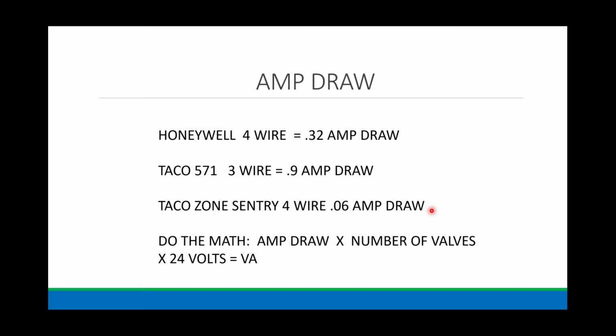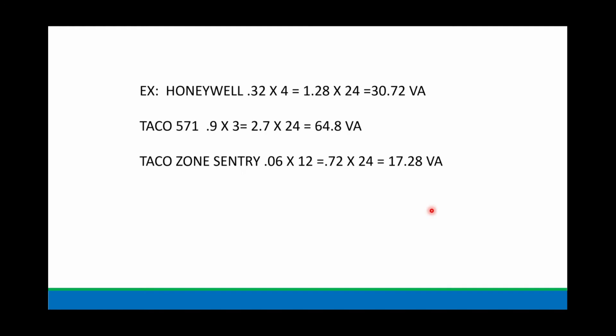One of the neat things about our industry is we do have formulas so you can figure things out like this, and this is a very simple formula. The amount of amp draw times the number of valves times 24 volts equals your volt amps. So let's put it into practice. If I take that 0.32 times 4, I get 1.28. Times 24, I get 30.72 volt amps. So for these Honeywells, a 40 VA transformer for a 4-zone system will work. You math it out to 5 and you'll be just under 40 VA. So that would basically work, all right?